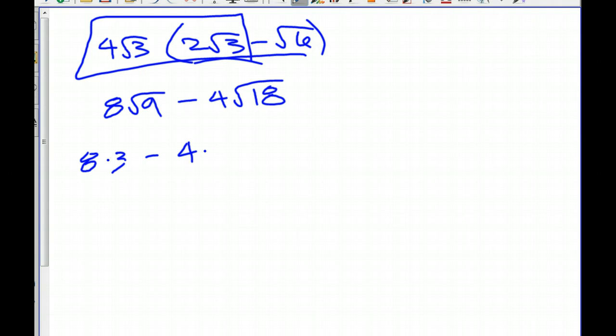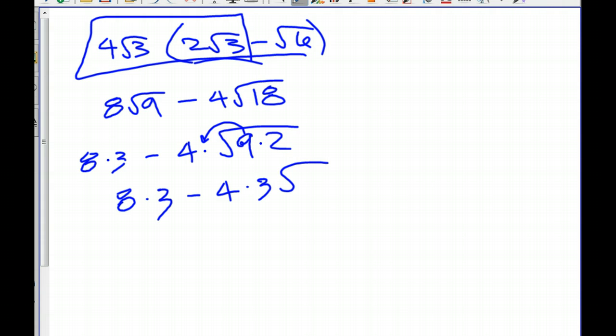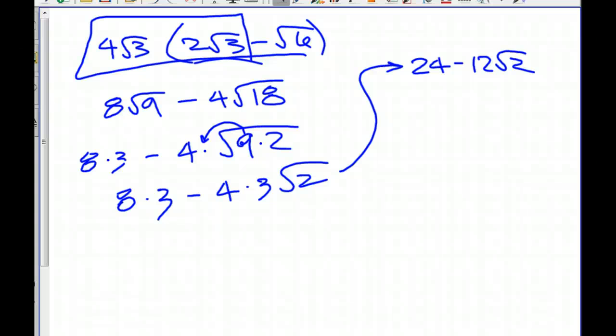So, no square roots. Minus 4 times square root of 18. We've got 3 and 6. Can I take the square root of either one of those? No, you go 2 and 9. So we have 8 times 3 minus 4 times what? 3 square root of 2. Now what am I going to do? 24 minus 12 square root of 2. Okay, at this point, what do I do? Nothing. That's as far as I can go. If I ran out of radical signs in one of my terms, then it's just going to be part of the answer. You're not going to be able to combine those things, so that's what you end up with.